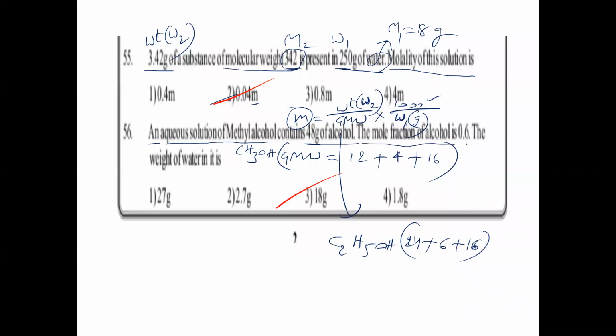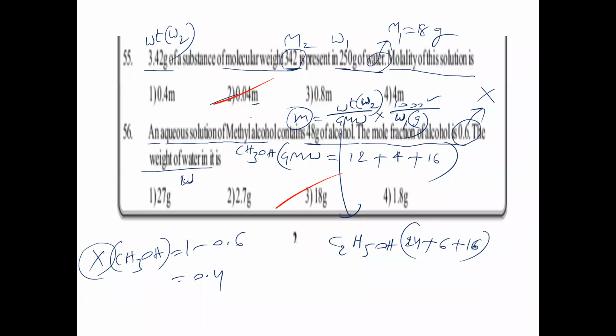Now the mole fraction of alcohol is given. When the alcohol mole fraction is 0.6 here, then what will be the mole fraction of methyl alcohol? It is 0.4. The mole fraction of methyl alcohol, CH3OH, will be equal to 1 minus 0.6, which equals 0.4. The mole fraction of methyl alcohol is 0.4. And now what do we have to calculate here? The weight of water.